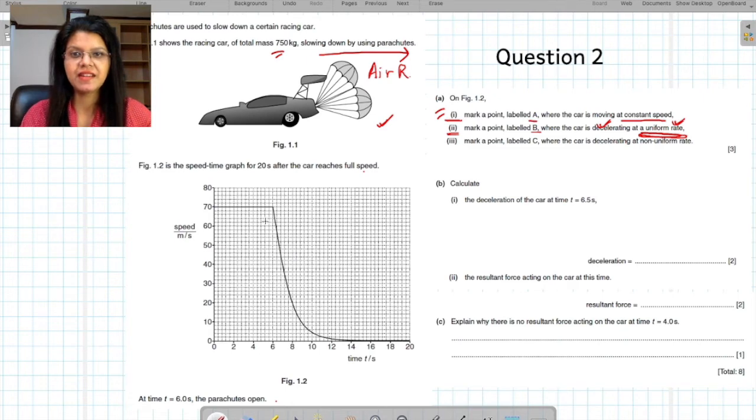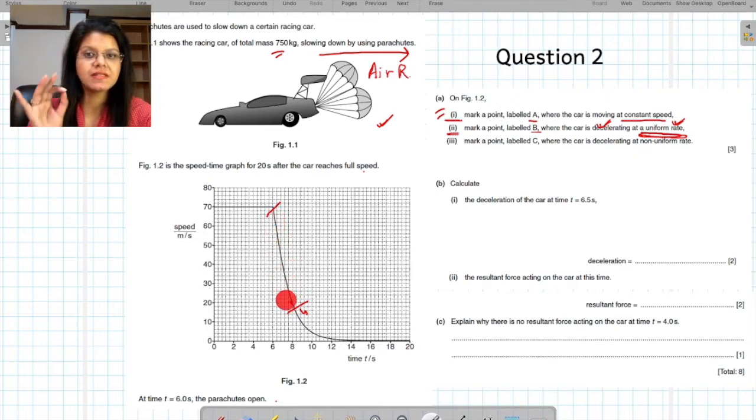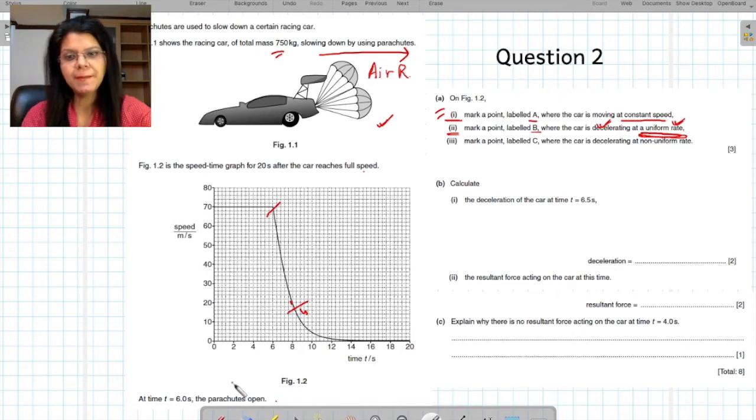We see a straight line from here, all the way from this point until somewhere this point, right? It is a straight line. After this point, it starts becoming a curve. So this section is your straight line. Straight line, constant gradient means uniform rate of deceleration. So you can mark point B anywhere here.